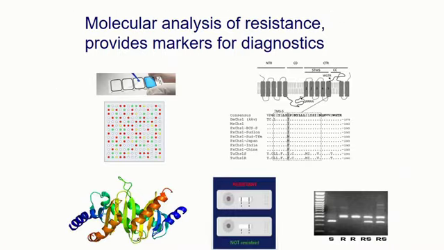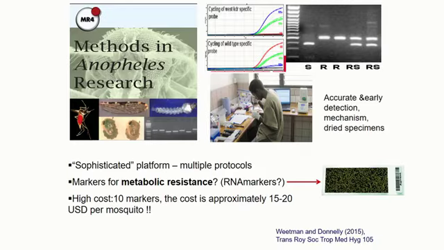So, molecular analysis of resistance can provide valuable markers for diagnostics that can be assessed via various and very dissimilar methodologies, ranging from microarrays to rapid diagnostic tests and PCR. Regarding Anopheles gambiae, these protocols have mostly been developed for target site mutations, which can be accurately defined using PCR-RFLP, allele-specific PCR, and of course TaqMan qPCR assays. So these protocols are very dissimilar.